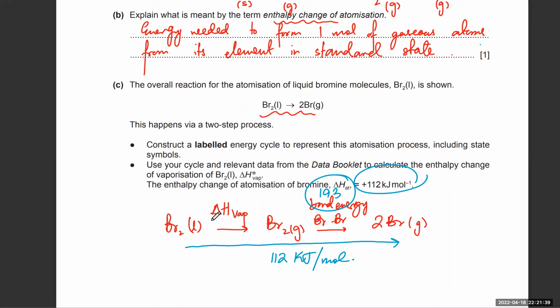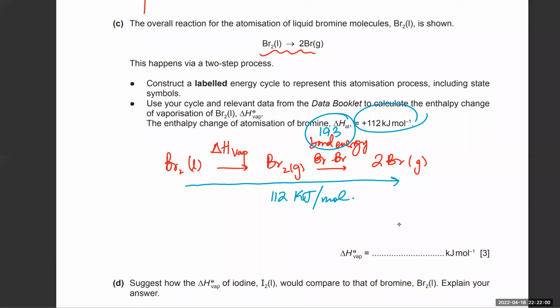So one path is equal to the other path. What is happening here is we knew the enthalpy change of this, which was given as 112, Br2 liquid changing into 2Br gas. The steps would be that you take liquid bromine and turn it into Br2 gas, so you're evaporating it, and then you're breaking the Br bond to turn it into 2Br gaseous atoms. So the enthalpy change of vaporization plus that 193 should total up to be equal to 112. That will give you the enthalpy change of vaporization, which is going to be 112 minus 193.